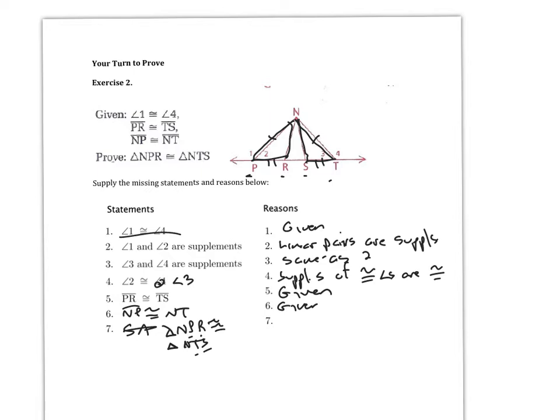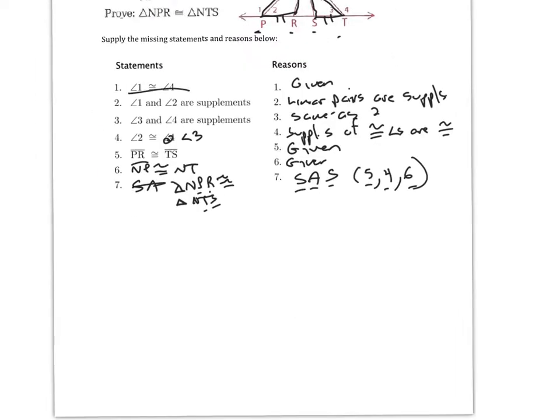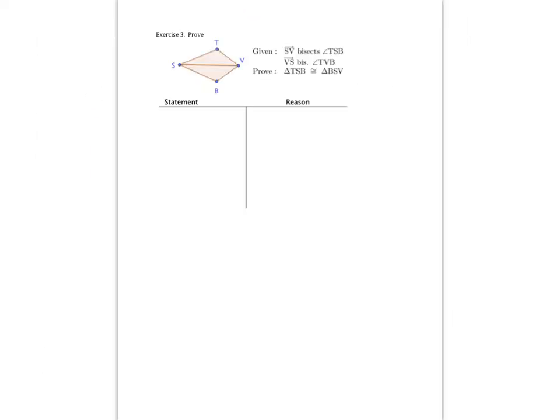And the reason that we can say this, as we said, is SAS. And so we got an S in step 5, we got the angles in step 4, and then we got in step 6 the second set of sides. So we want to do this in the right order, SAS. Okay. Then we go on to this proof here.